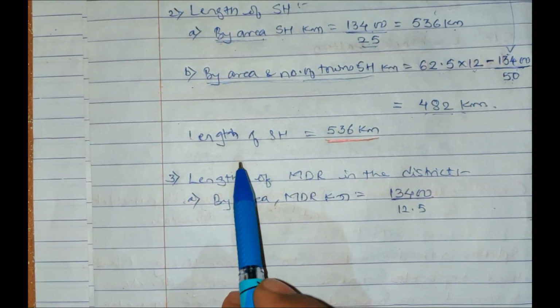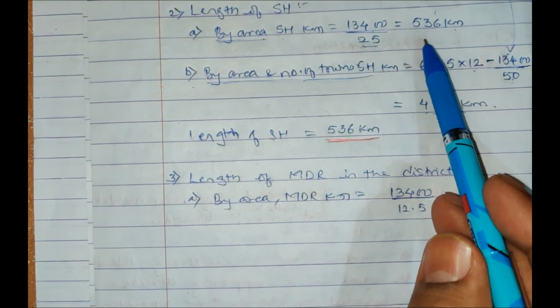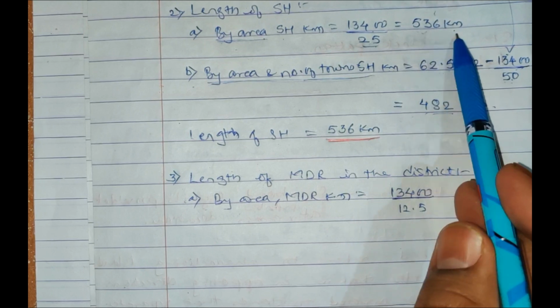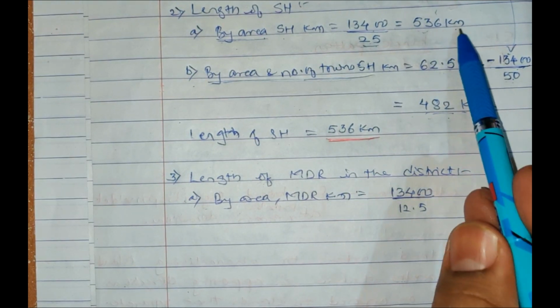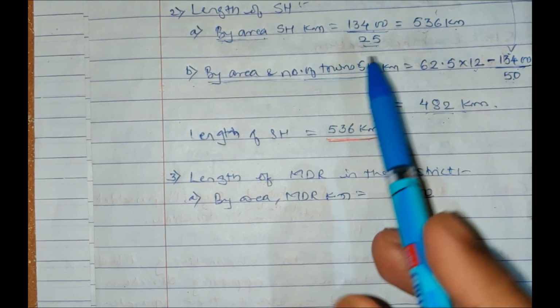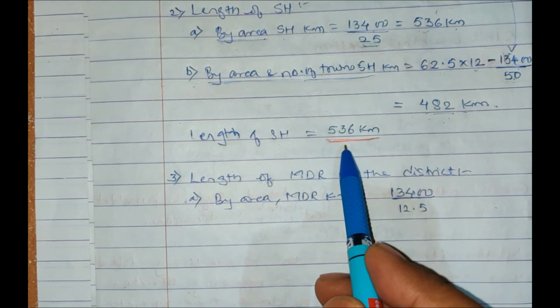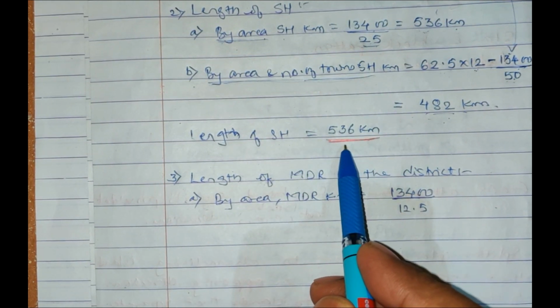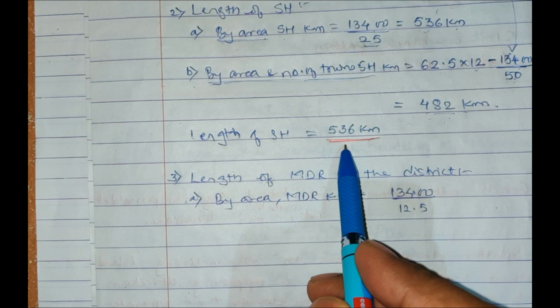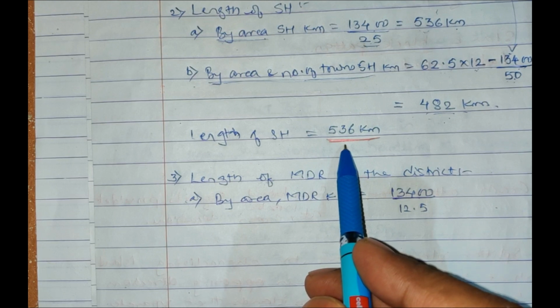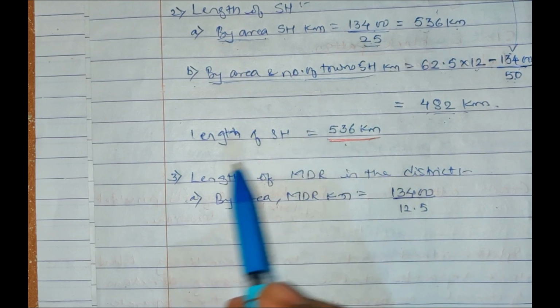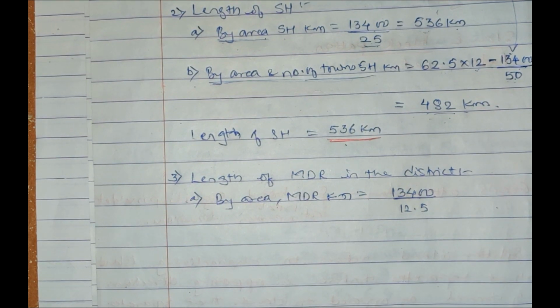Next, considering both the area method and the area and town method, we will have to adopt or select the length of the state highway whichever is greater. Hence, here the length of the state highway selected will be 536 kilometers. Next, we will have to find out the length of the major district road in the district.